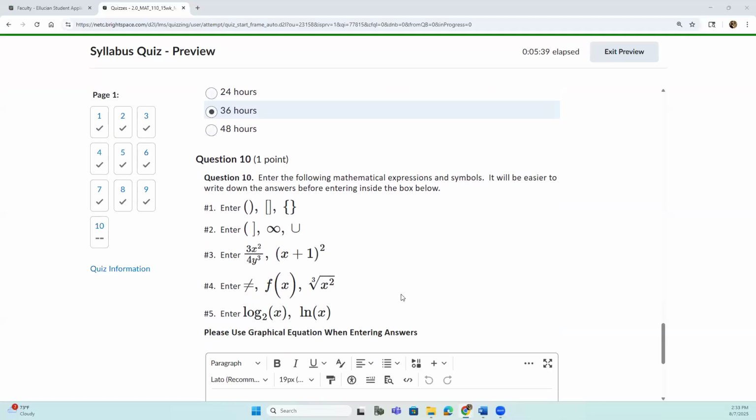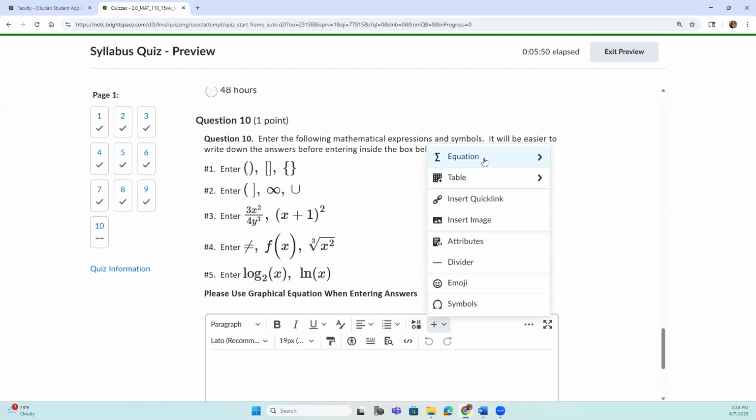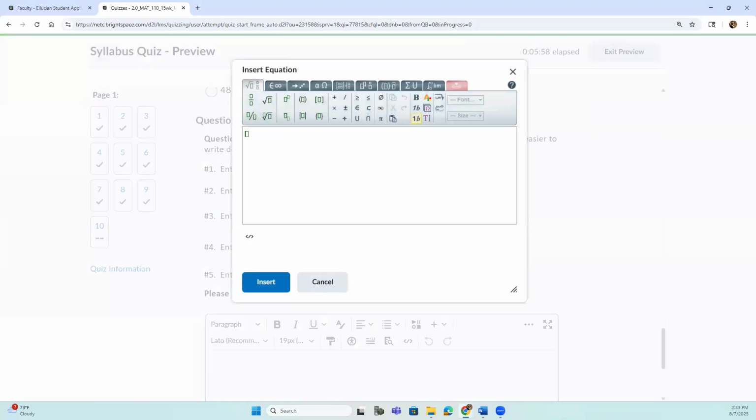All right, so question number 10, we're going to enter quite a bit of mathematical symbols here using the graphical equation editor. I'm going to click on the plus sign. I'm using a keyboard, so a lot of the time I'm using all these X's and Y's, the letters on the keyboard.